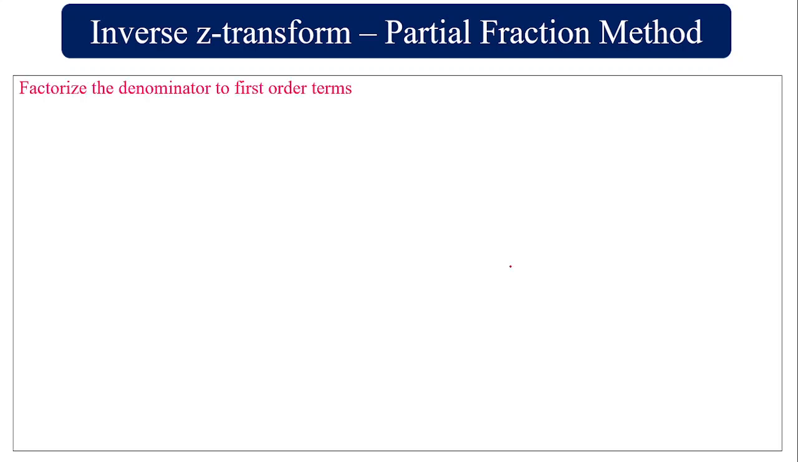Step number 3, factorize the denominator into first order terms. If I factorize the denominator z square minus 1.5 z plus 0.5, I'll be getting z minus 1 into z minus 0.5. Here, if you want, you can use your calculator to find the factors of the equation.